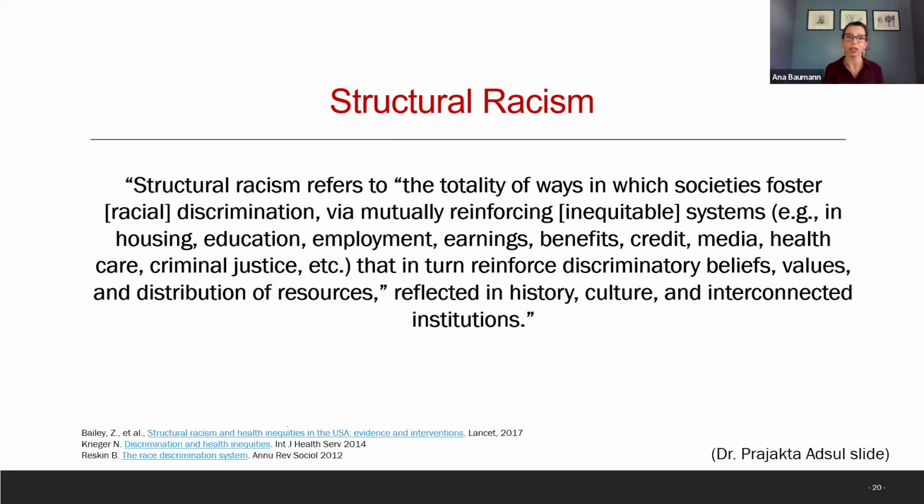So here's a definition. What does racism mean? There are several different types of racism. One of them is structural racism, which is the totality of ways in which society fosters racial discrimination via multiple systems, including housing, education, employment, earnings, benefits, credit, media, healthcare, and criminal justice. This is the context that affects how people interact and engage with the healthcare system and their own health.